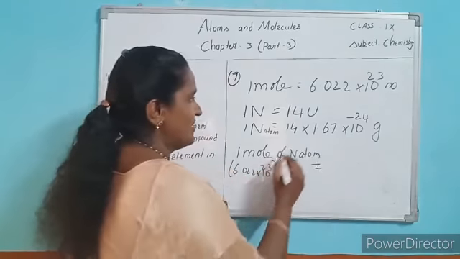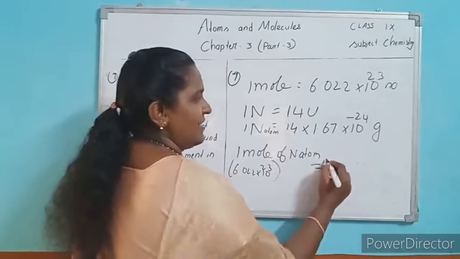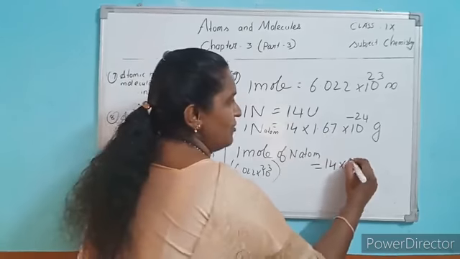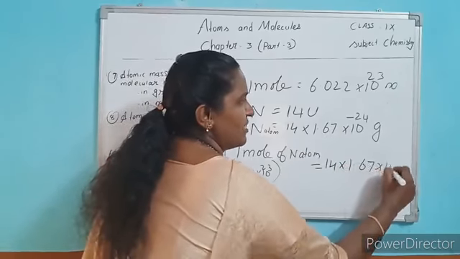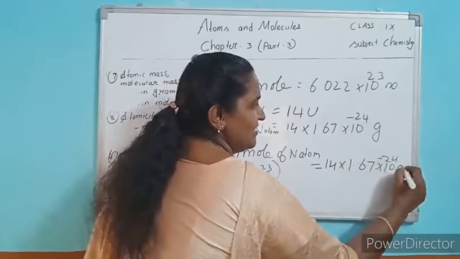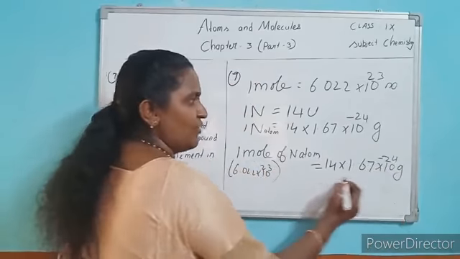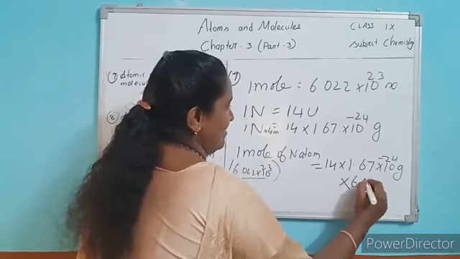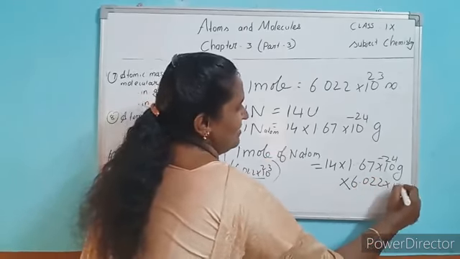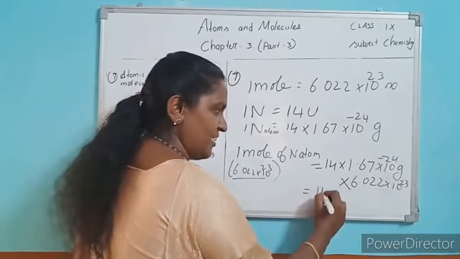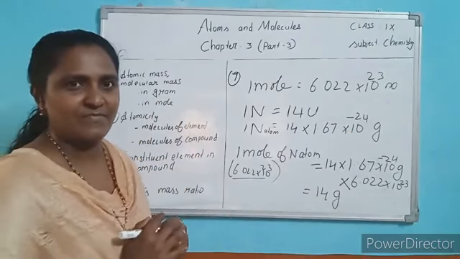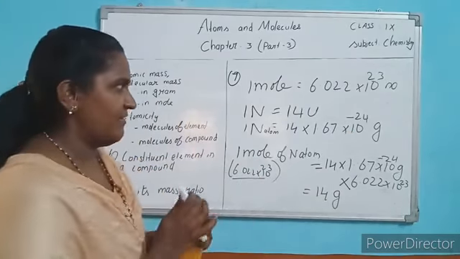Look at this. 1 nitrogen atom is 14 U, and 1 nitrogen atom in gram is 14 into 1.67 into 10 raised to minus 24 gram. Isn't it? Therefore 1 mole, you have to multiply with how many number? This many number, 6.022 into 10 raised to 23. So the value you get is 14 gram. Confused? Once again I will repeat.